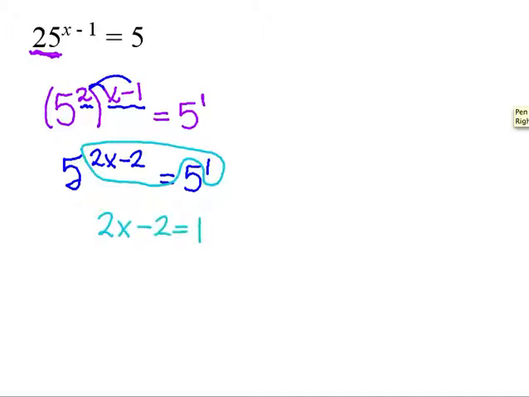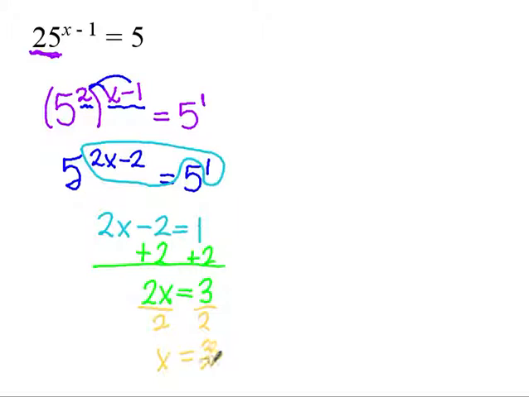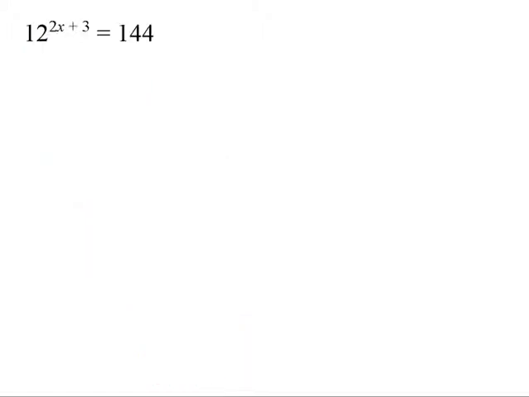Now I've got to solve it for x. So what do I need to do? Add 2 to both sides. So when I add 2, I get 2x equals 3. Now what I need to do is divide by 2. So x equals 3 halves. Okay, questions? We're going to look at one more.